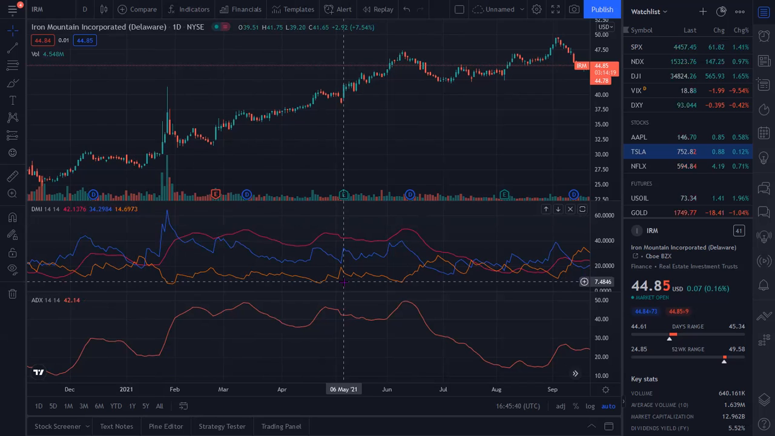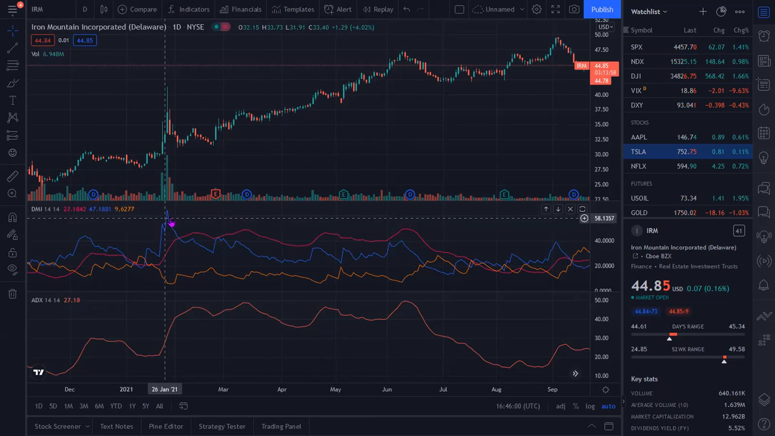So it's important to note that the ADX line is going to show the strength of the trend, not the direction. So the ADX is going to have high values when the trend is strongly positive or negative. It's going to have low values when the trend is weak or flat. What's going to give you the direction of the trend is the position of the DMIs.